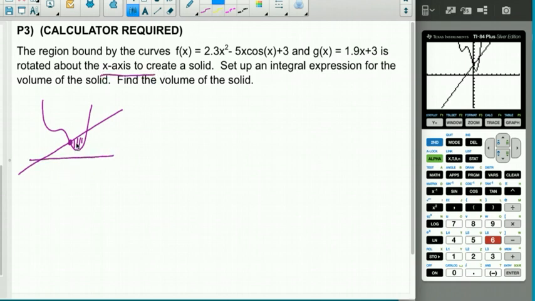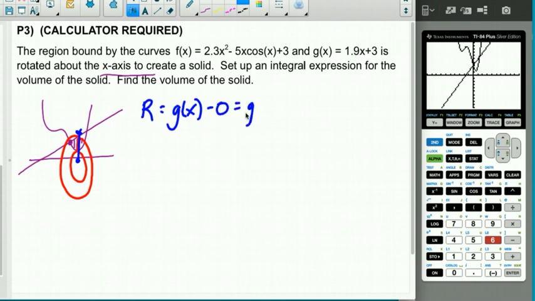So if we draw a little slice here and rotate, what's going to happen is that my big radius is from the axis of rotation up to the top curve, which is definitely the line, right? So my big R is the line, g of x, minus the axis of rotation, which in this case is 0, so just g of x, right? My little radius is going to be from the axis of rotation up to the bottom curve, so my little radius is going to be f of x minus 0, or just f of x, right?